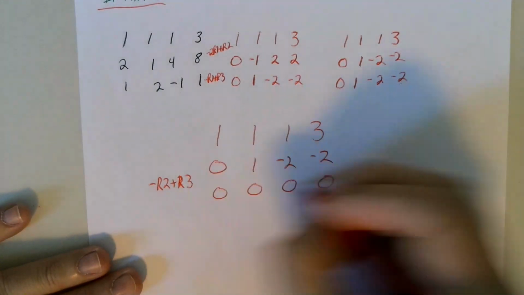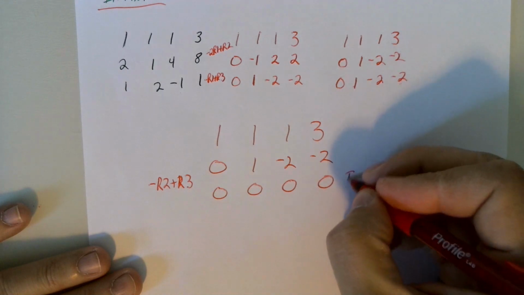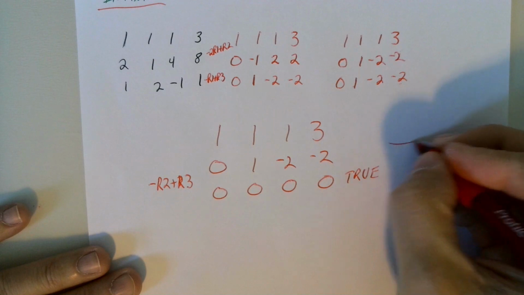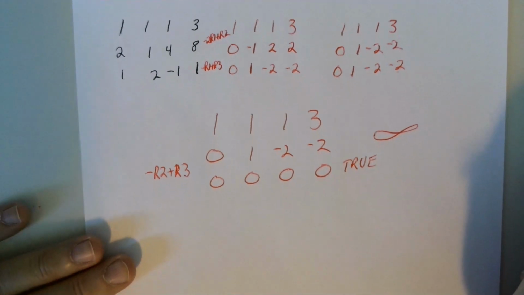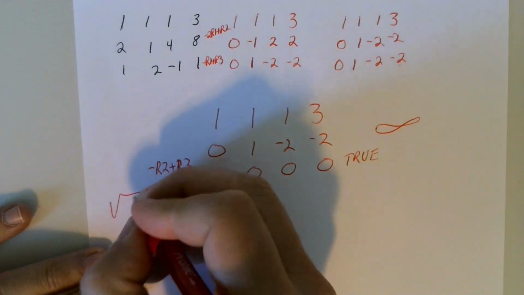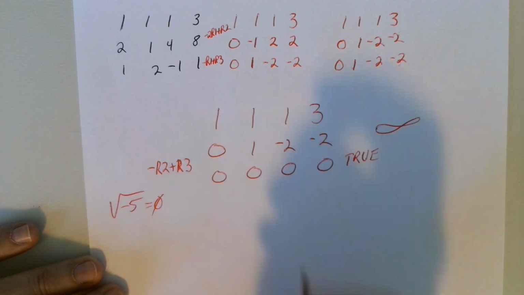And that, 0, 0, 0, right? No x's plus no y's plus no z's equals nothing. That's a true statement, right? And if that's a true statement, that means we have infinite solutions. And just like a long time ago, we got an answer that was the square root of negative 5. We just said, hey, that's no solution.